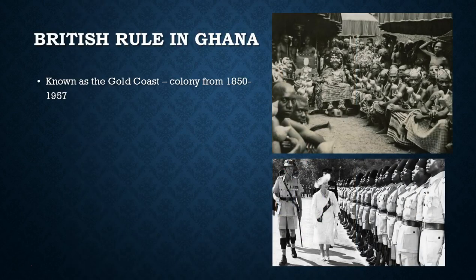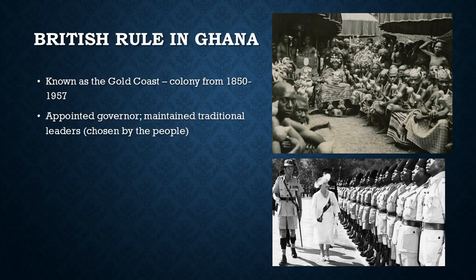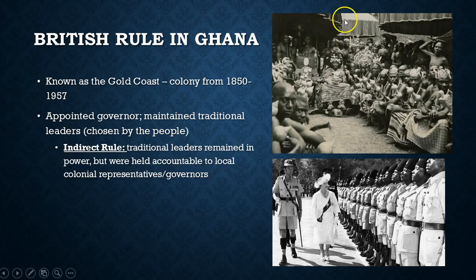All right, so starting with British rule in Ghana. It was known as the Gold Coast and was a colony from 1850 until 1957. And the British ruled by what is known as indirect rule. If you rule someone directly, then those imperialized people no longer have any power in their government and no more representatives. However, if you rule indirectly, this means that traditional leaders remain in power, but they were held accountable to local colonial representatives and/or governors. In the Gold Coast case, it is to governors.